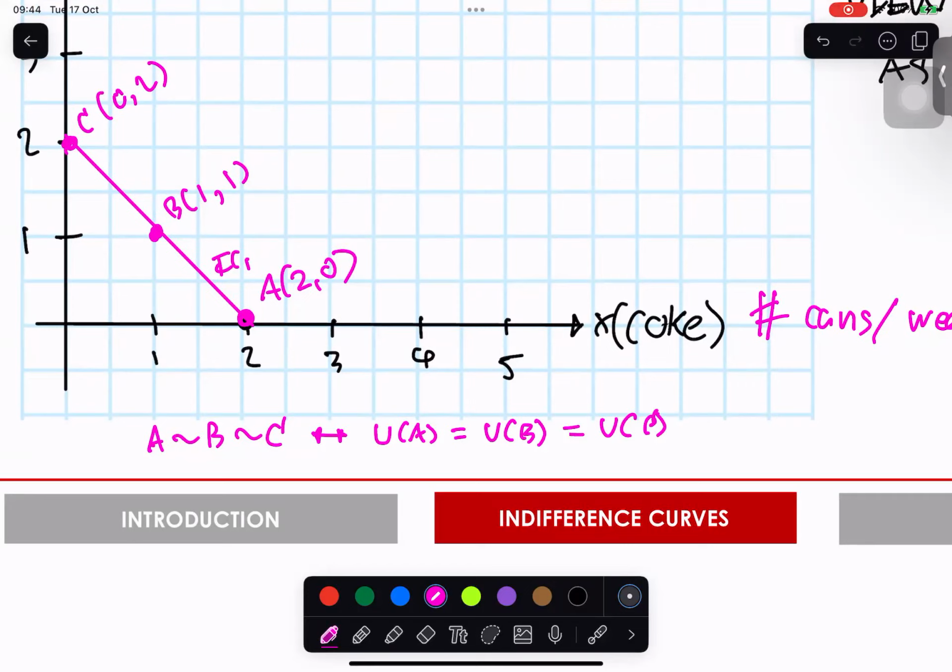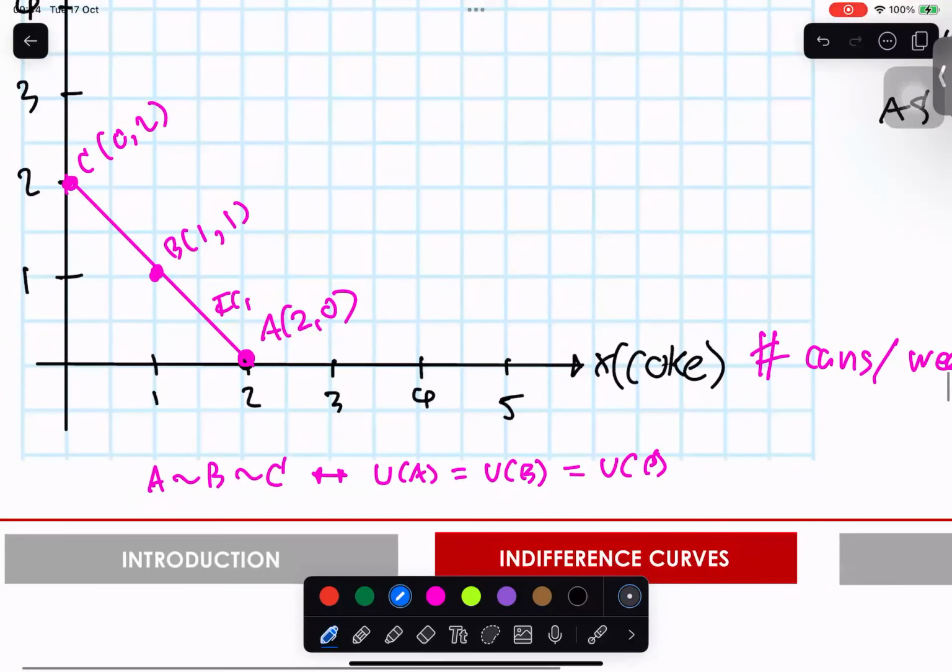Utility is all the same. And one more thing. When we sum the 2 amounts together on each basket, what does that mean? 2 plus 0 equals 2. 1 plus 1 equals 2. 0 plus 2 equals 2. Then this guy says, I don't care about the label, whether Coke or Pepsi, as long as the total amount is 2 units, he is perfectly fine. All of them are indifferent. He doesn't care about labels.